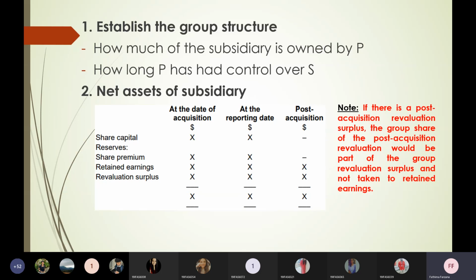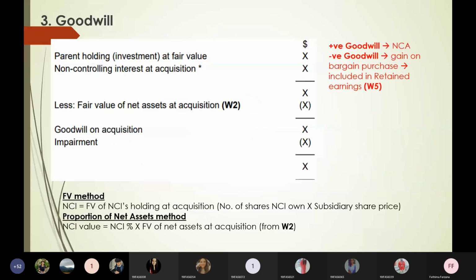So let us go to the third one, the goodwill computation. What is goodwill first of all? Leave this formula and all. You tell me what you know about goodwill. An intangible asset, ma'am. Intangible asset. Okay. Then you have to value it under IAS 38, no?